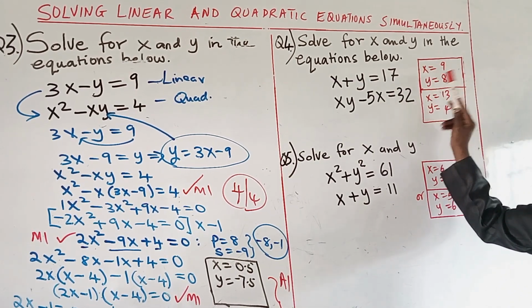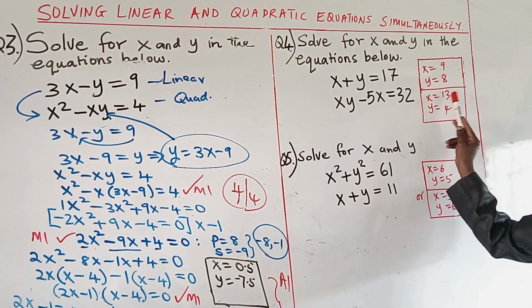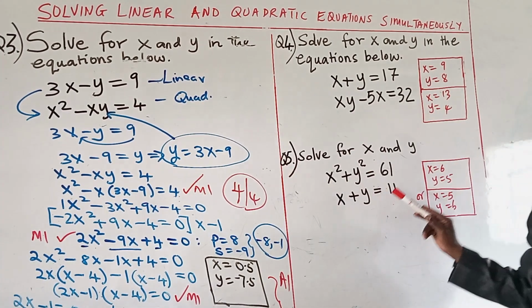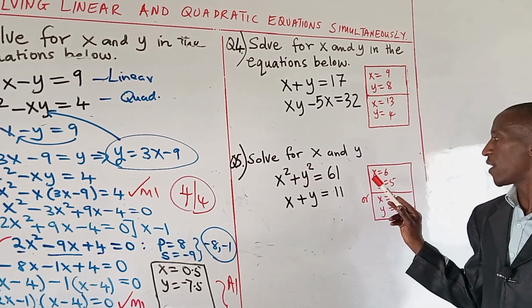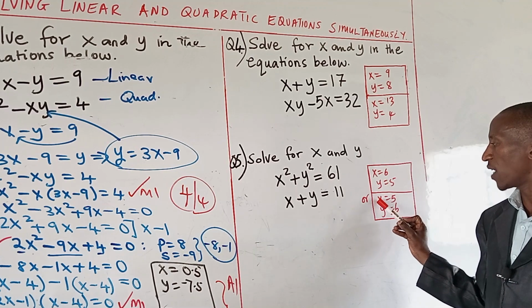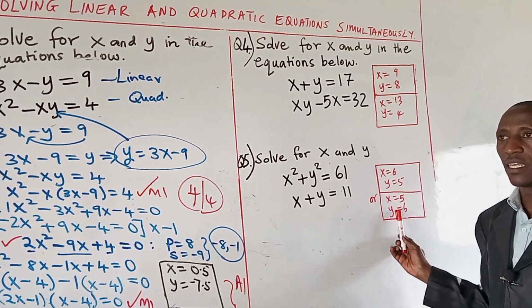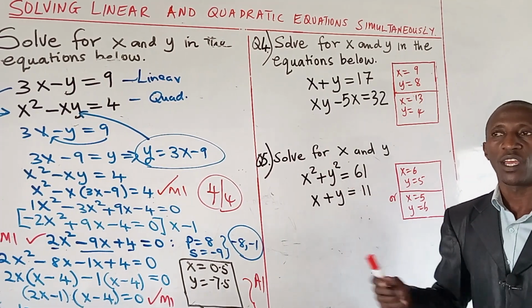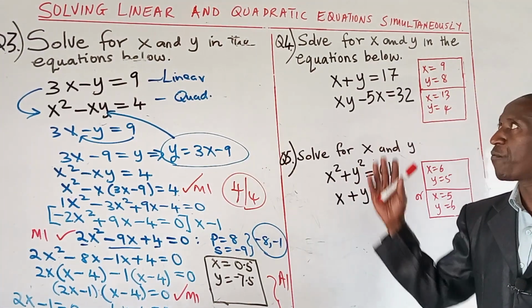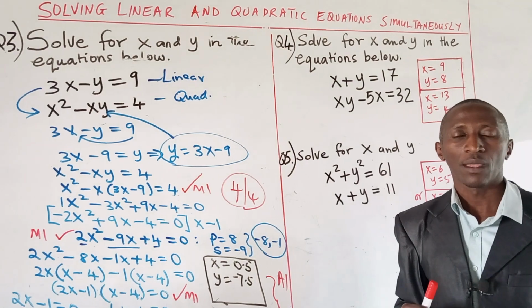When x is 9, y is 8. When x is 13, y is 4. In question number 5, the expected answers are that when x is 3, y is 5. And when x is 5, y is 6. In the remarks section, let me know of your experience in solving the number 4 and the number 5.